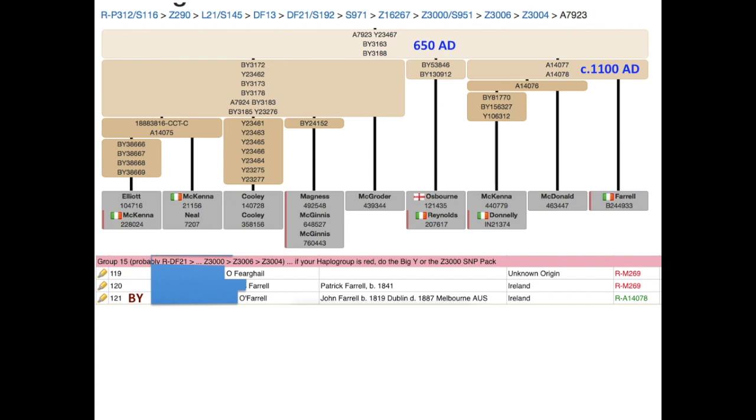And that's why we're seeing this link between Reynolds and Farrell, which we know from the Anne Lee Farrells, they come from the same stock. So it'll be very interesting to see how this evolves and more people join this particular group.